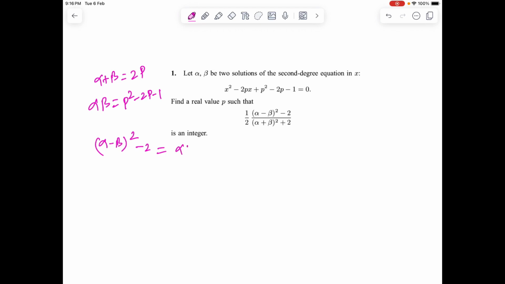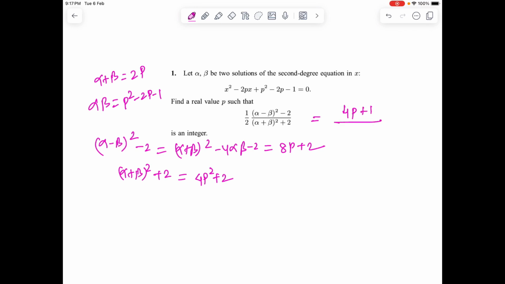That gives alpha minus beta whole square minus 2 equals alpha plus beta whole square minus 4 alpha beta minus 2, which is 8p plus 2. And similarly we can see alpha plus beta whole square plus 2 is nothing but 4p square plus 2. Now plugging both values over here, we are getting 4p plus 1 over 4p square plus 2. So this is a usual routine.